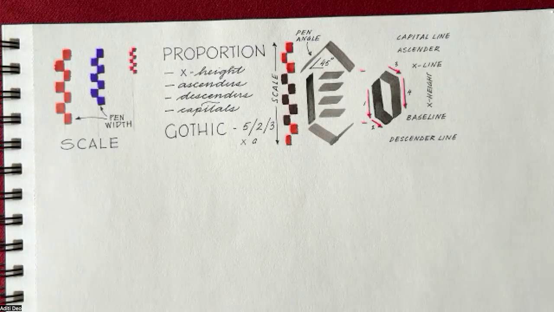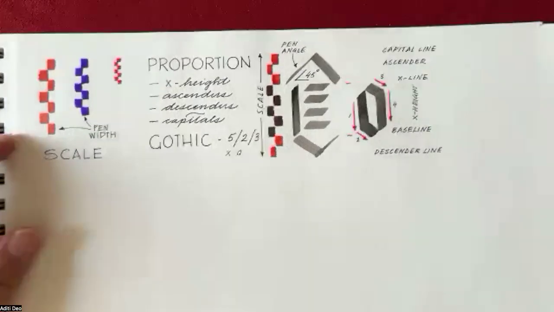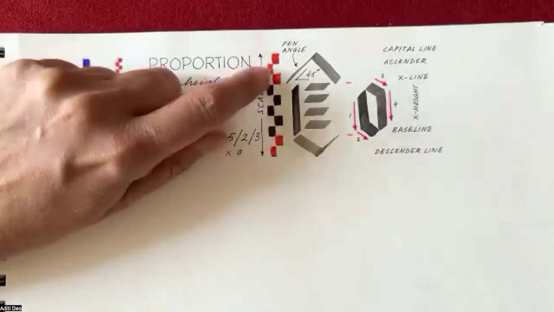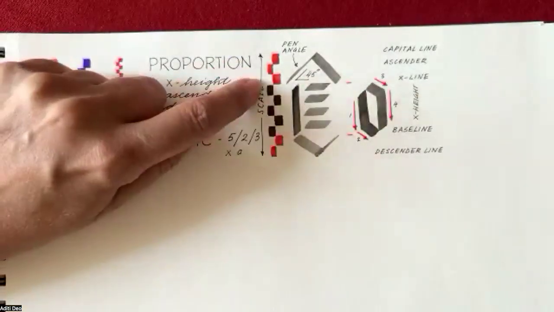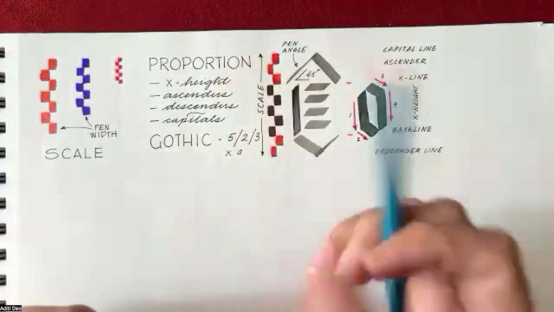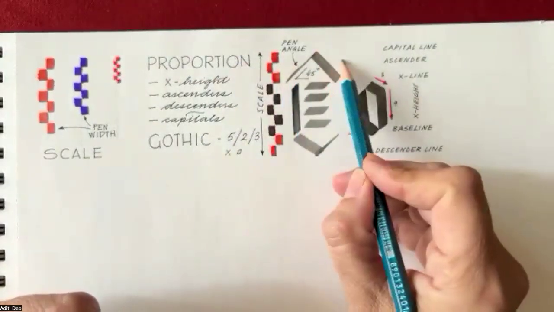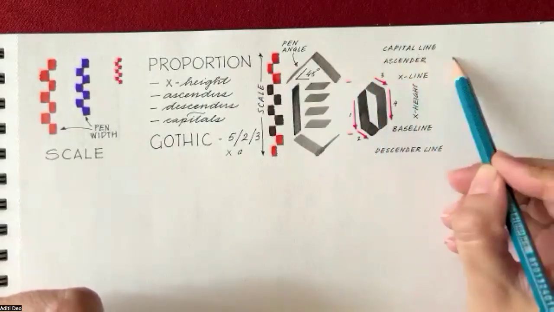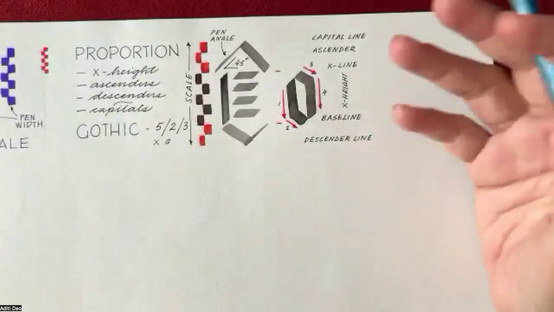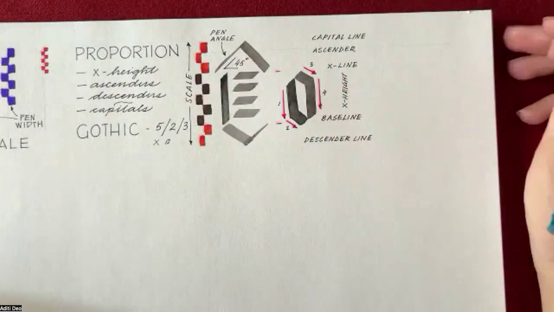Aditi, could you just repeat the ascender, please? The ascender over here is 2 pen widths above the X line. So 1 and 2 over here. If I were to draw a line from here, this would be the ascender line. And on the ascender, you get letters like the D, T, H, L, K, and B.